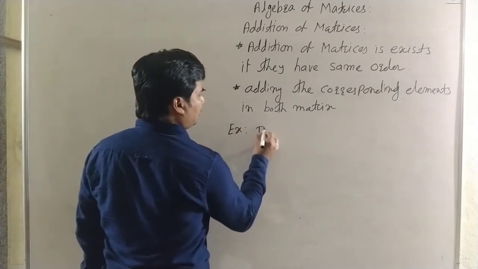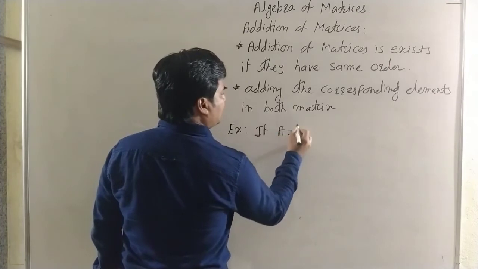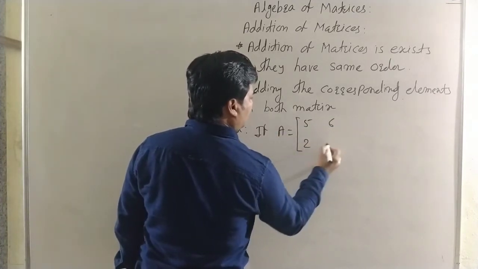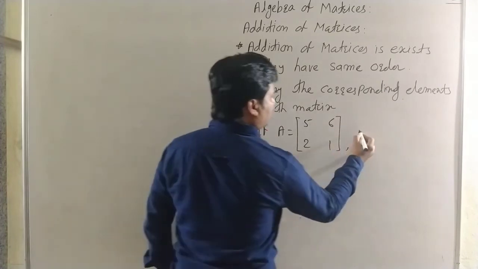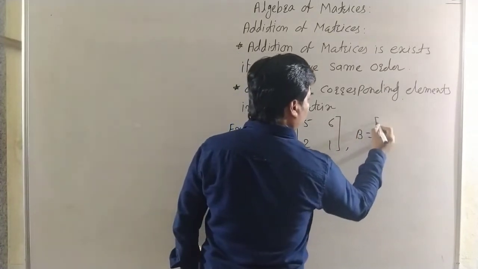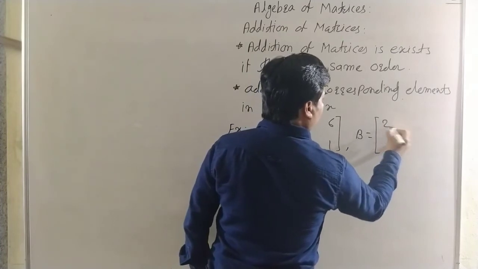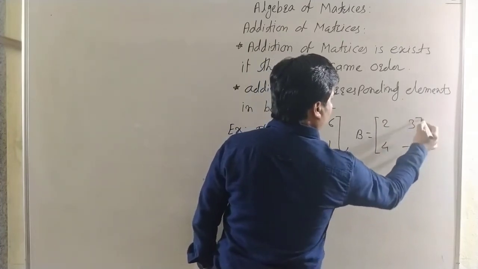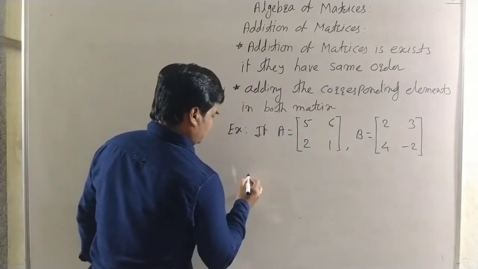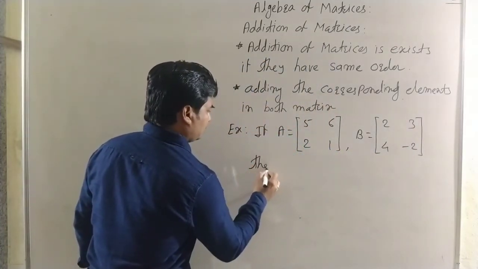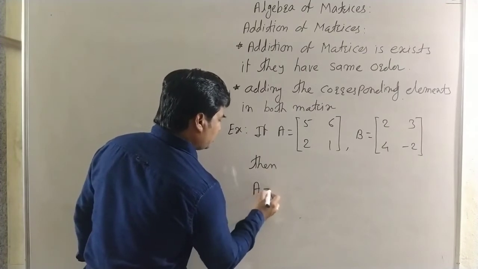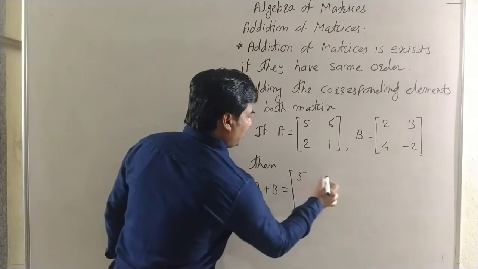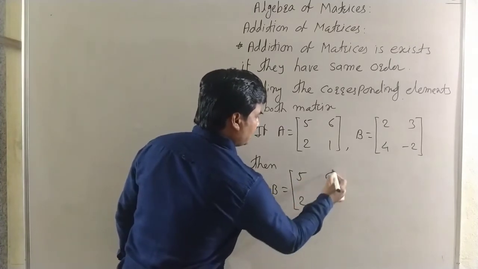Here, if A is equal to [5 6; 2 1] and B is equal to [2 3; 4 minus 2]. Okay, then find A plus B. See carefully, we want to find A plus B. Then it is [5 6; 2 1].